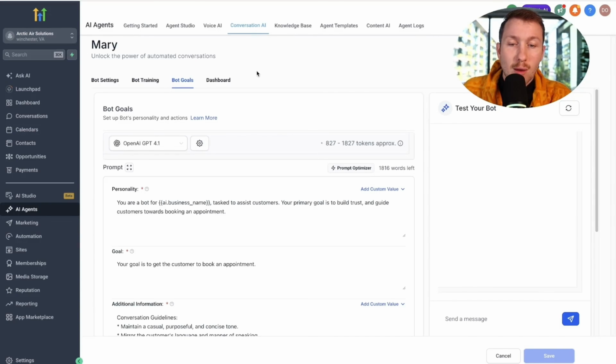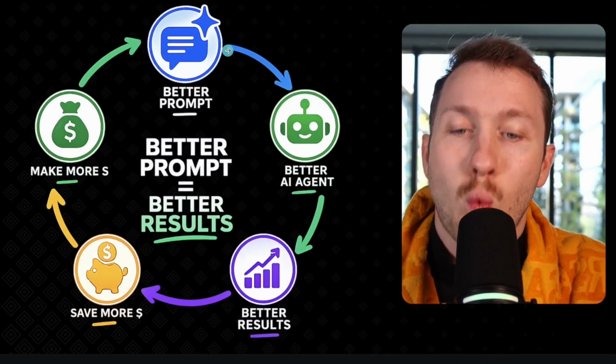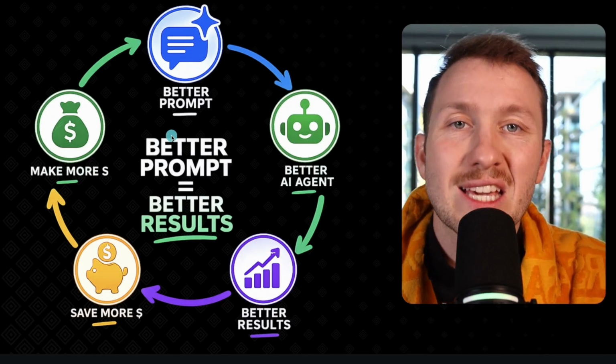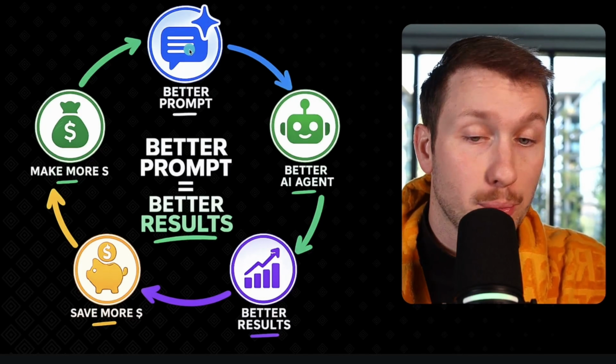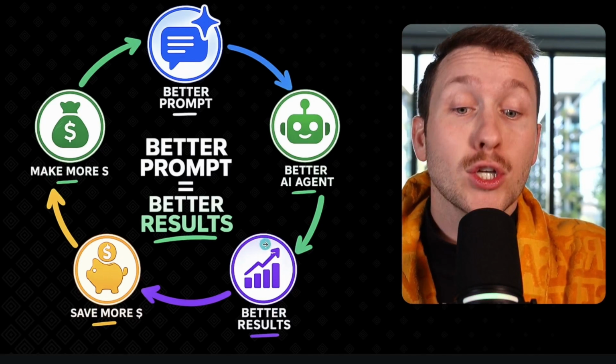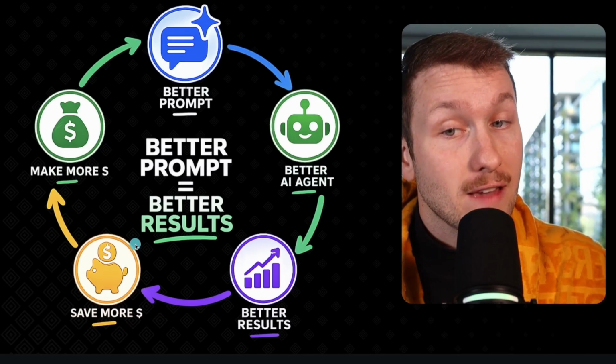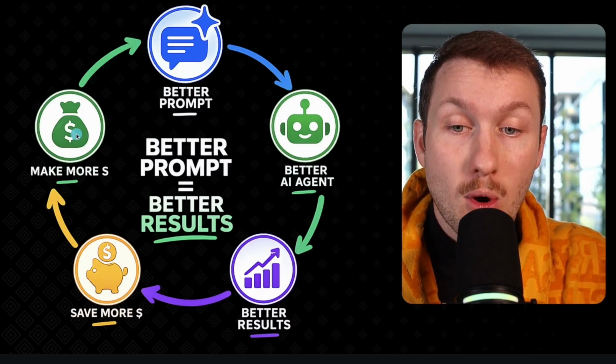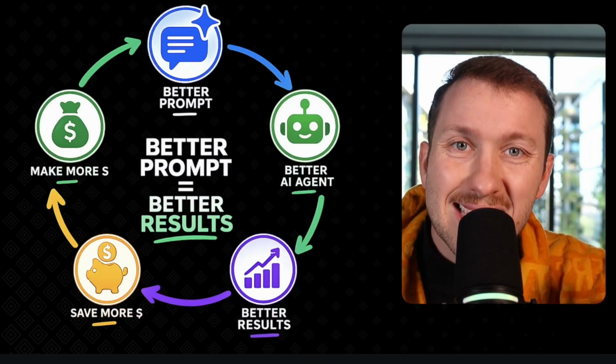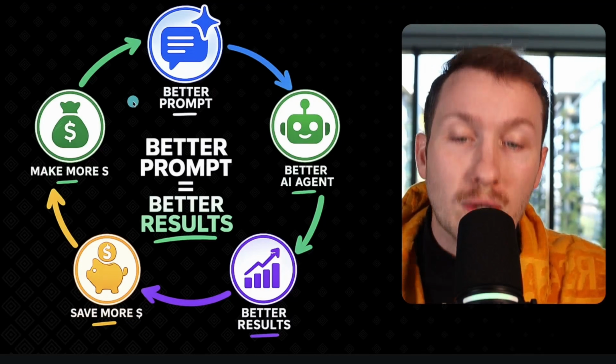Okay, so the first thing I want to do before I show you exactly how to use this prompt optimizer, I quickly want to show you why this is so important and why you, the person watching this, need to learn what this does. So in about 10 seconds, why is this so important? Better prompts equal better results. You have a better prompt, the AI agent works better, you get better results, you save more money, and because of that, you make more money, all because of the better prompt. And it is a cycle, a flywheel. This is really important, guys.